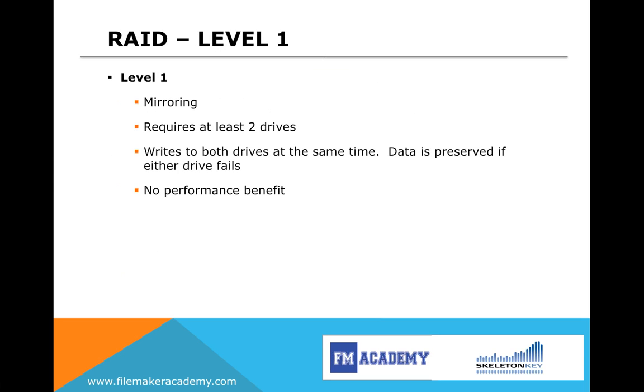So level 1 is mirroring. It requires at least 2 drives, and so we're writing data to both drives at the same time. The data is preserved if either drive fails. So if one of our drives fails, we haven't really lost anything. We can replace that drive in the array and rebuild the RAID, and we're fine. There is no performance benefit to this type unless you want to count not being out if one of your drives dies.